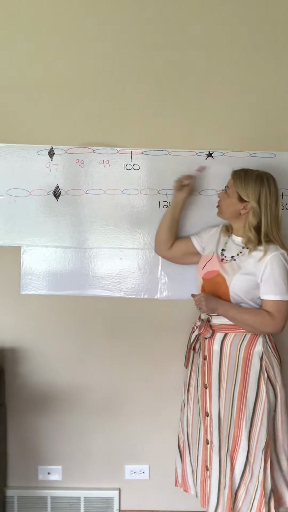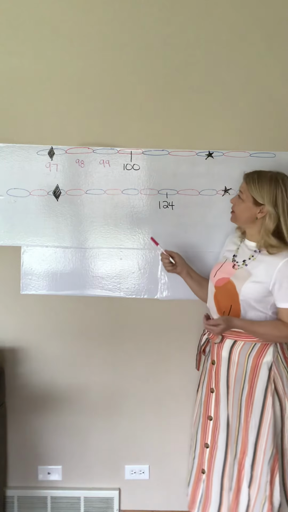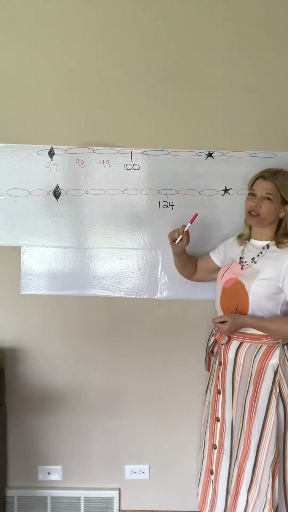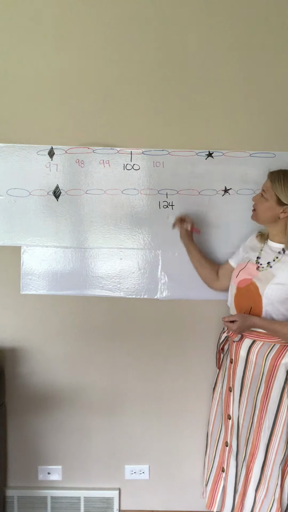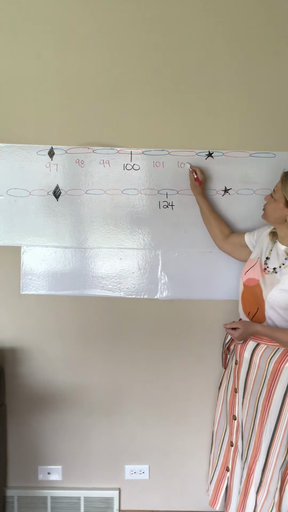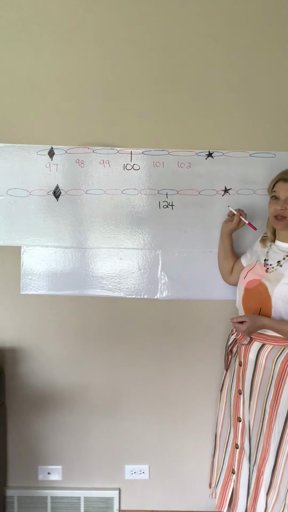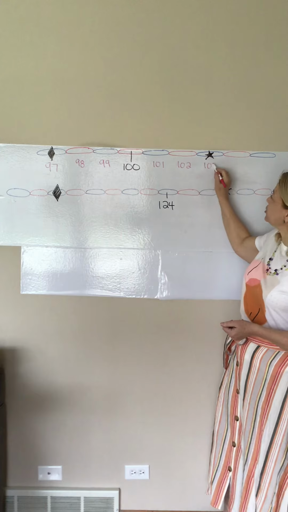If I want to go forward, I'm just going to count up by 1. So if this is 100, this paper clip will be 101. This will be 102. And the paper clip with the star is 103.